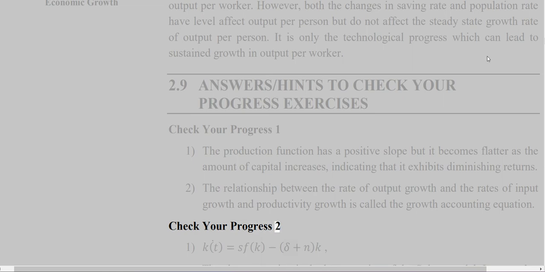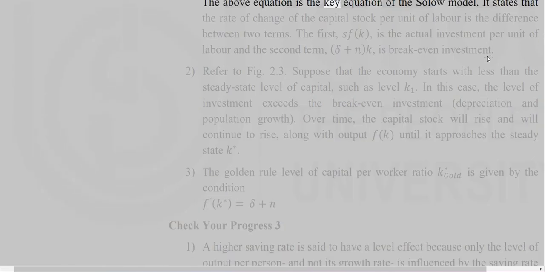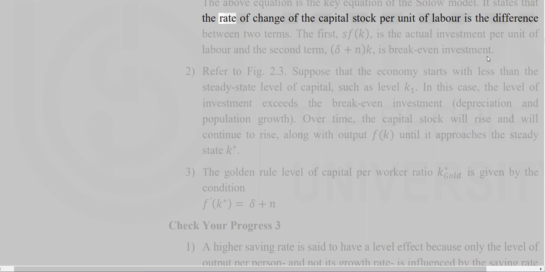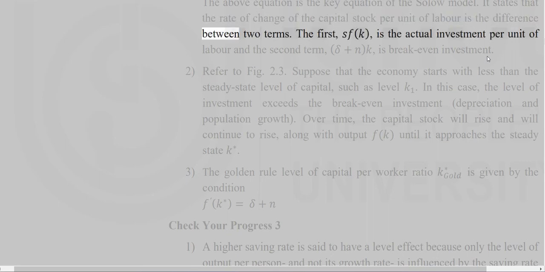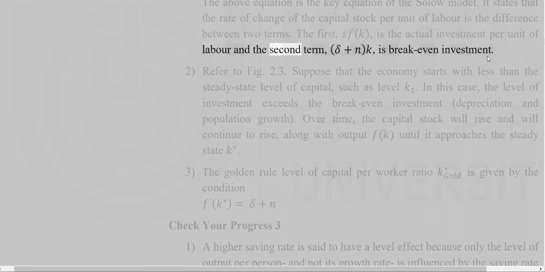Check your progress 2. 1. The above equation is the key equation of the Solow model. It states that the rate of change of the capital stock per unit of labor is the difference between two terms. The first is the actual investment per unit of labor, and the second term is break-even investment.